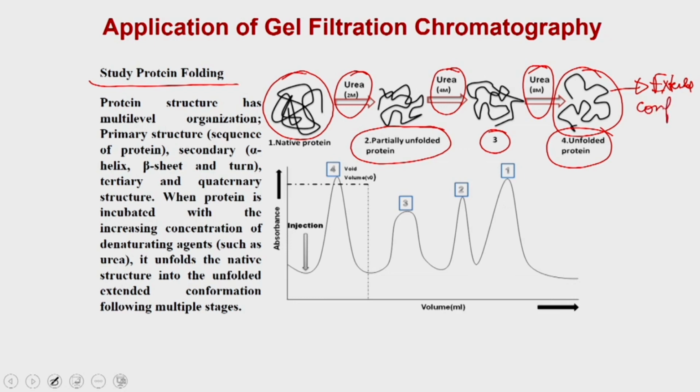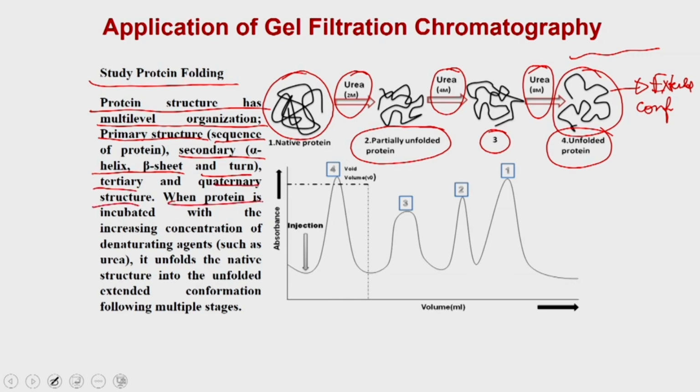This is going to be extended, which means this will behave like a fibrous protein, and this is going to behave like a globular protein, and we are only talking about the globular protein. So, the protein structure has a multi-level organization: primary structure, which is the sequence of the protein; secondary structure, which means alpha helix, beta sheets and turns; and the tertiary and the quaternary structure.